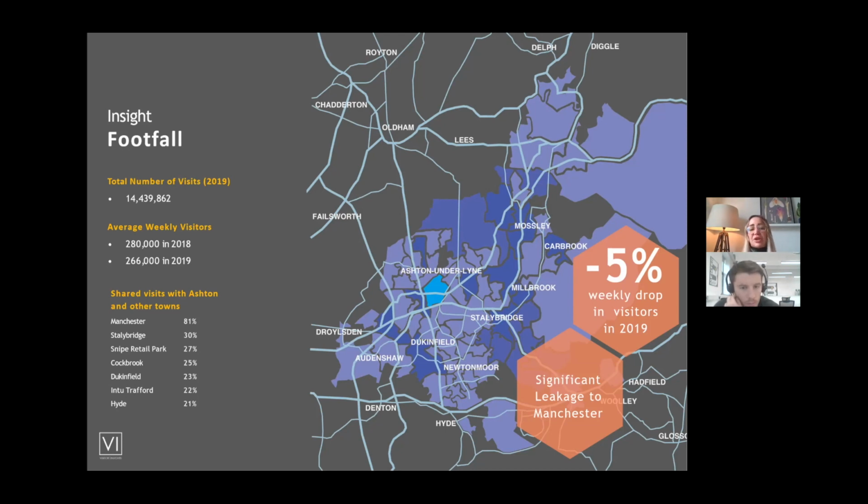And a really significant amount of people are just using Ashton as a sort of commuter, everyday town, but most people are fulfilling their retail, service, amenity, leisure and entertainment needs elsewhere, primarily in Manchester. So we could see that there was 81% leakage of Ashton residents to Manchester, and a real need to retain a little bit more of that spend, of that engagement in the town centre, rather than driving it all out to the west in Manchester.